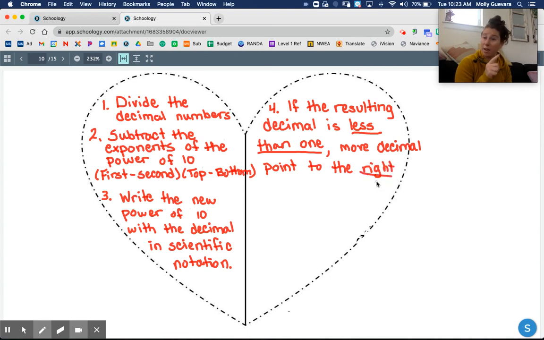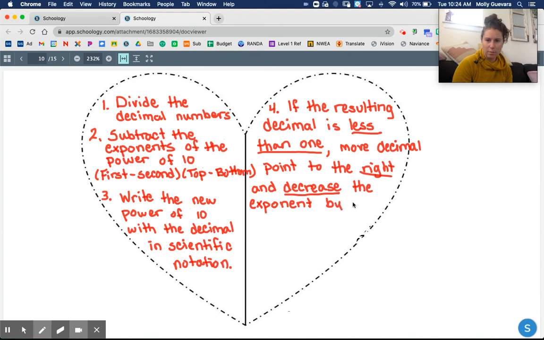Okay, so instead of moving to the left, now we're moving it to the right. And because you're moving it to the right, you would decrease the exponent by the number of decimal places moved.